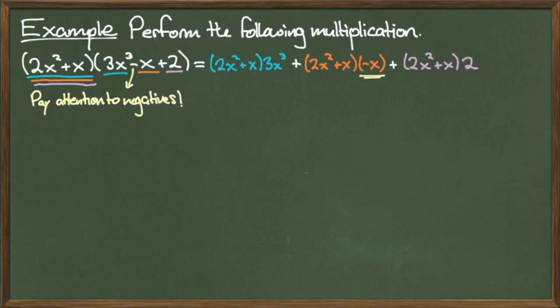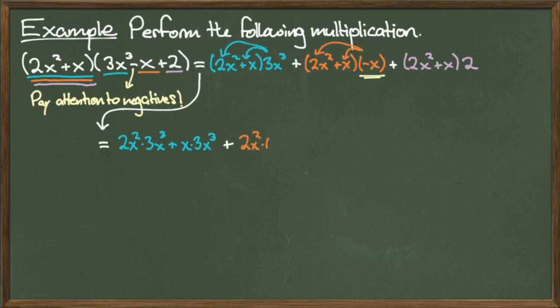Last, we'll distribute the quantity 2x squared plus x onto the term 2, because that's the only one left. And that looks like 2x squared plus x times 2. Now that that's done, we're ready for our second round of distribution. Distribute 3x cubed onto the quantity 2x squared plus x to get 2x squared times 3x cubed plus x times 3x cubed.